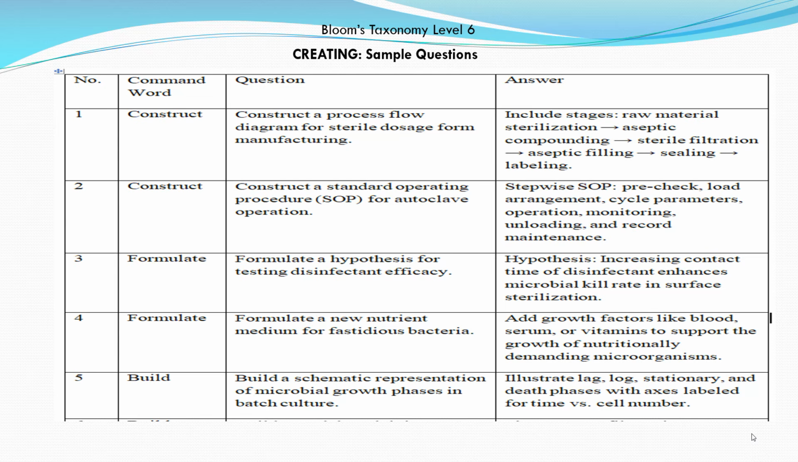Next, formulate a new nutrient medium for fastidious bacteria. Here we can add growth factors like blood, serum, vitamins, and support the growth of nutritionally demanding microorganisms. Next is build a schematic representation of microbial growth phases in batch culture, where we can illustrate the lag, log, stationary and death phases with the axis labels for time and cell number.